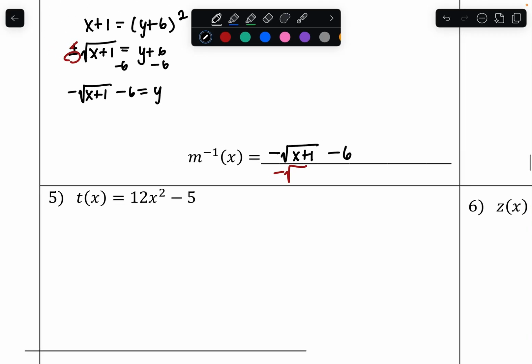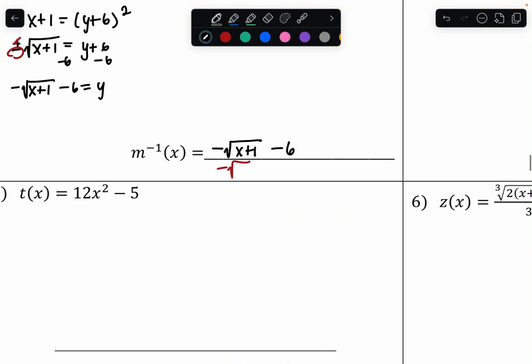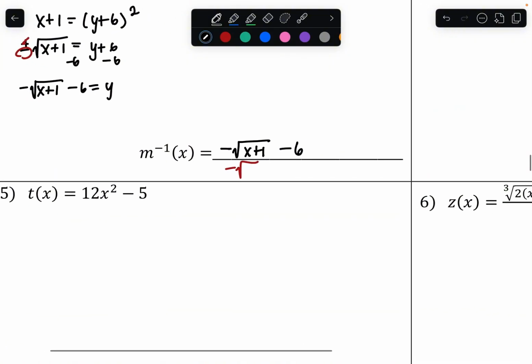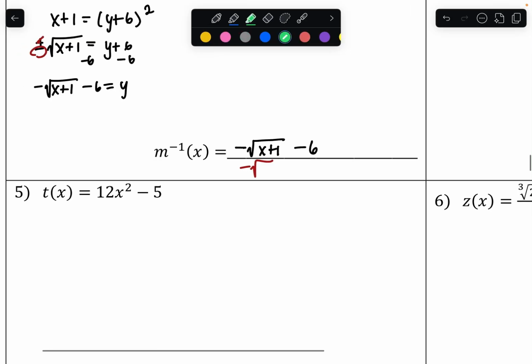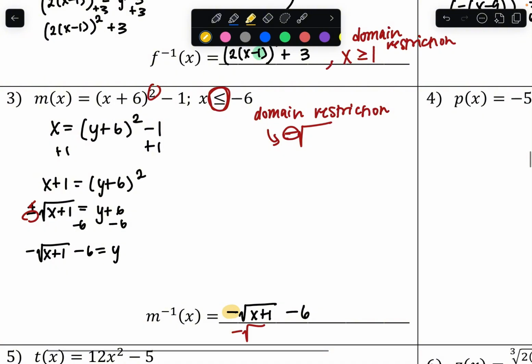On a multiple choice test, both the positive square root of x plus 1 and the negative square root of x plus 1 are going to be options. So you really want to make sure you are choosing the correct one. Negative, because my domain restriction was less than. If it had been greater than, I would have chosen the positive.